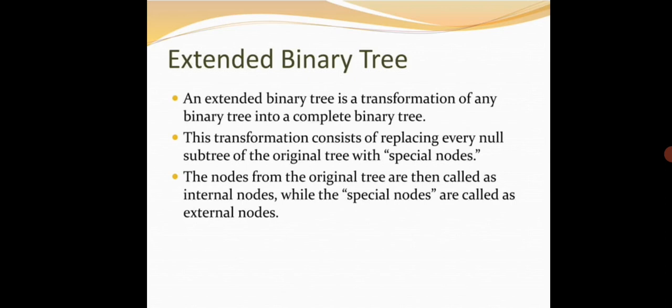Complete binary tree. A complete binary tree is a strict binary tree in which every leaf node is at the same level. That means there is an equal number of children in the right and left subtree for every node.